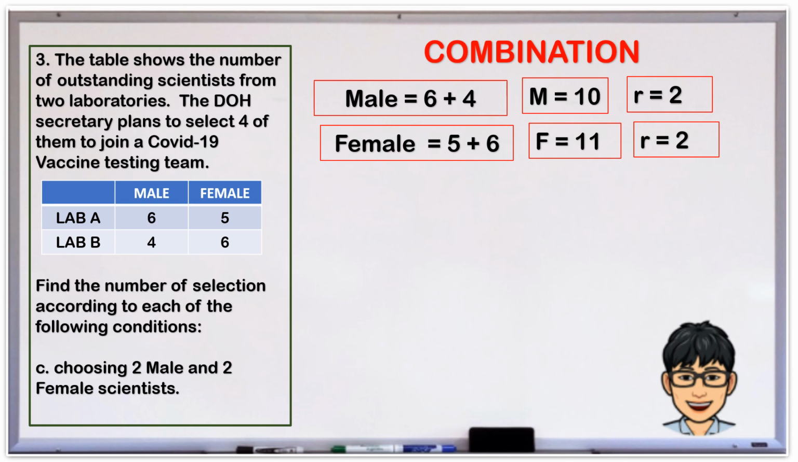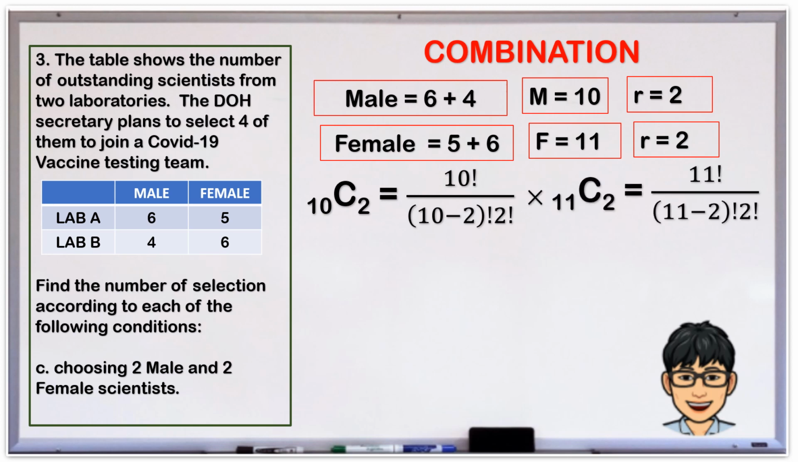For selecting 2 male scientists, we have 10 select 2. And that is equal to 10 factorial divided by the quantity of 10 minus 2 factorial times 2 factorial. In selecting female scientists, we have 11 select 2. And that is equal to 11 factorial divided by 11 minus 2 factorial times 2 factorial. By fundamental principle of counting, we will multiply the number of selection of male and female.